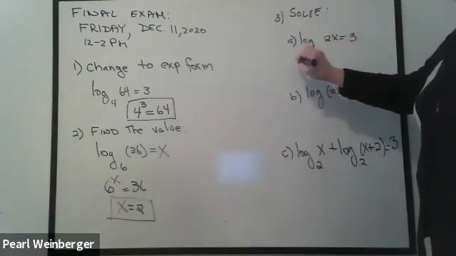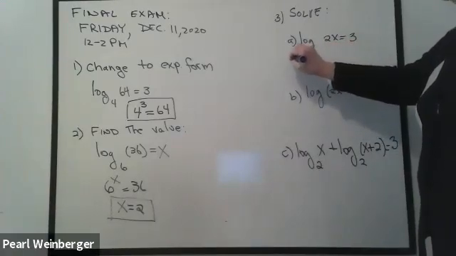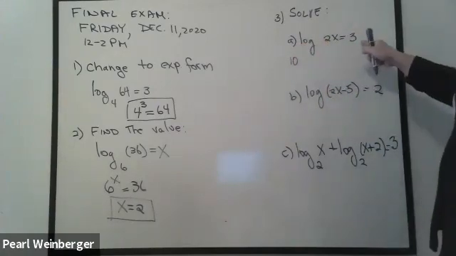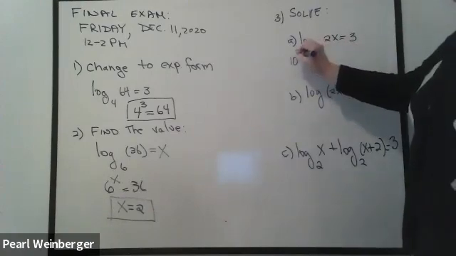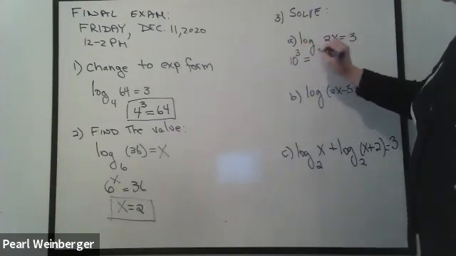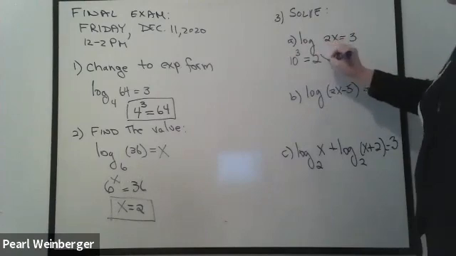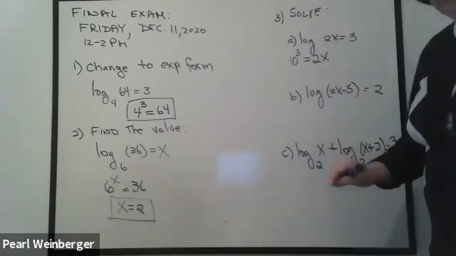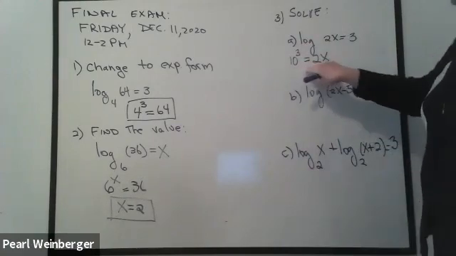So if I'm going to solve this, I'm going to put it in exponential form. My base is going to be 10. My exponent again is the number on the other side, which is 3. And that'll give us this 2x. I've now changed my question to exponential form. So now I can start solving this.